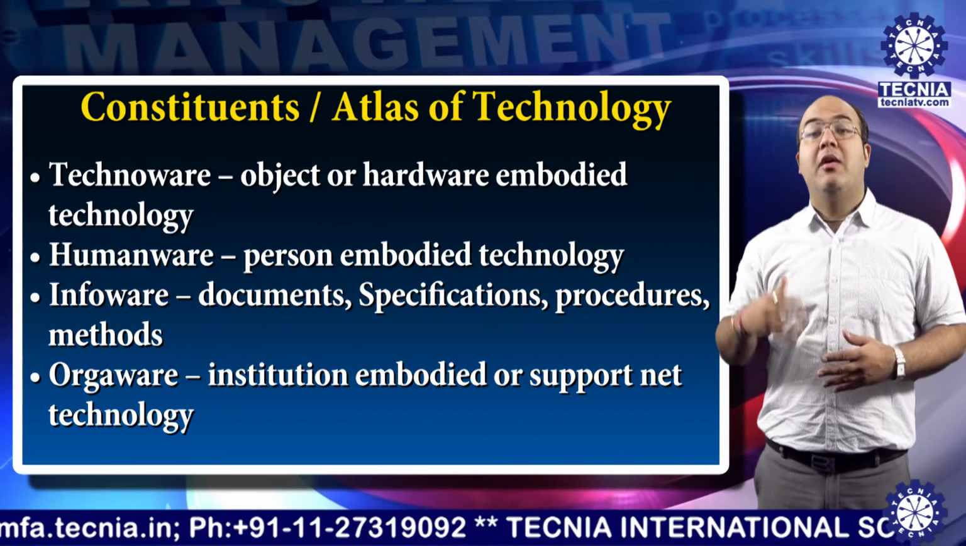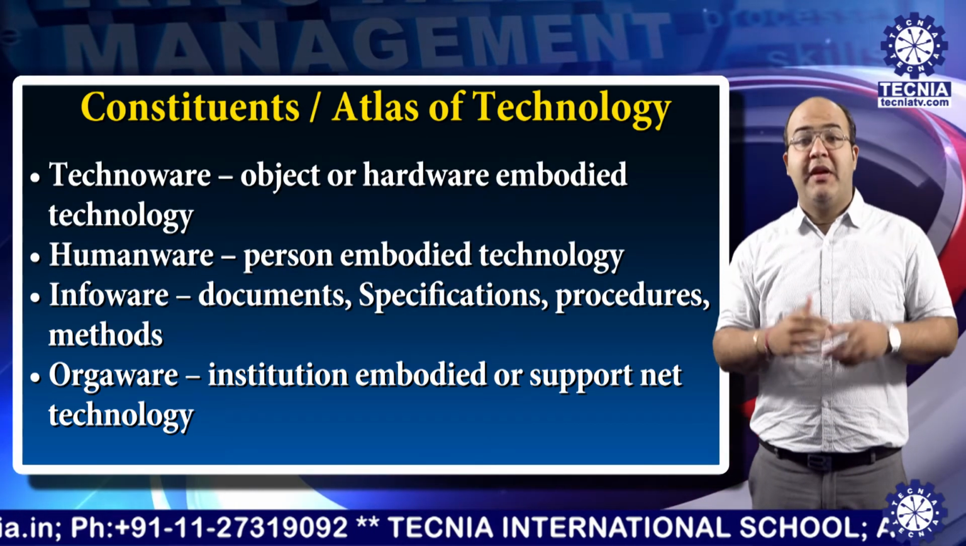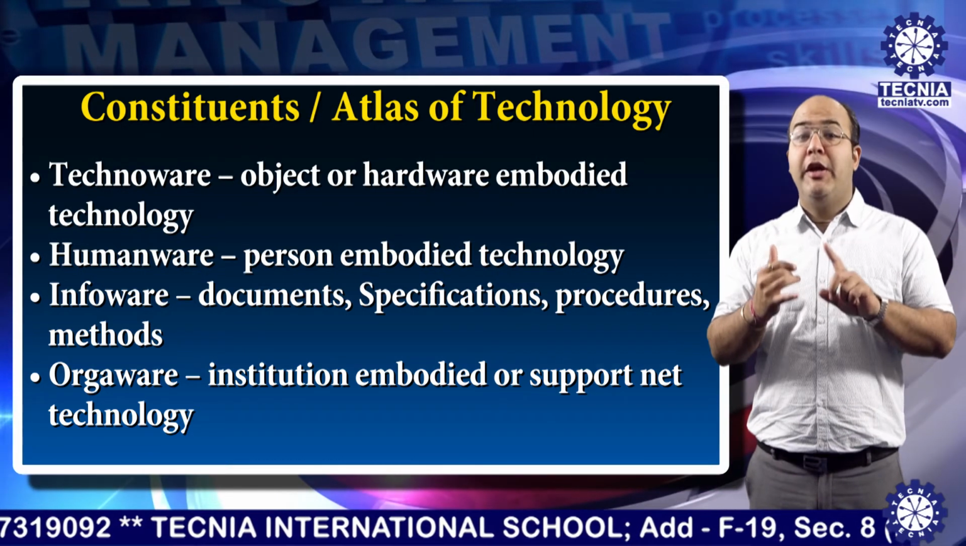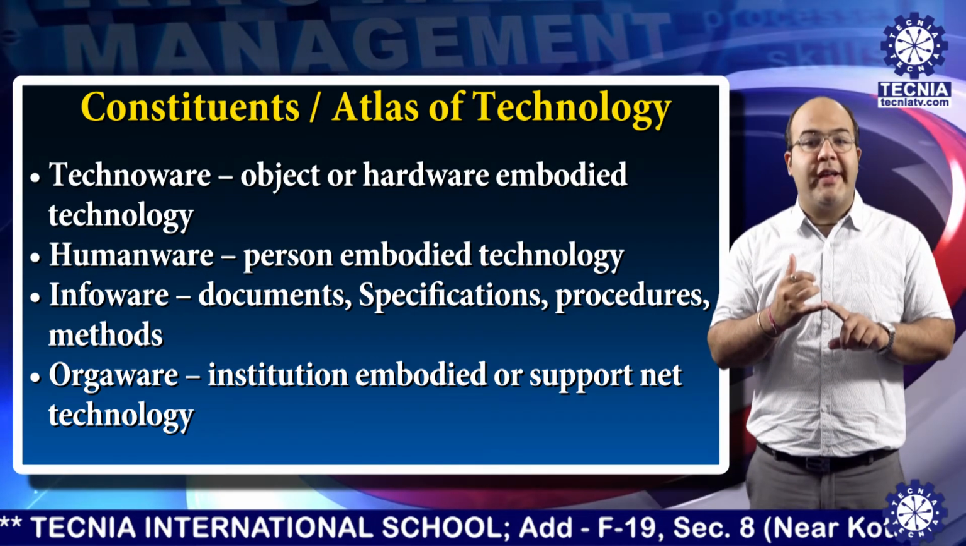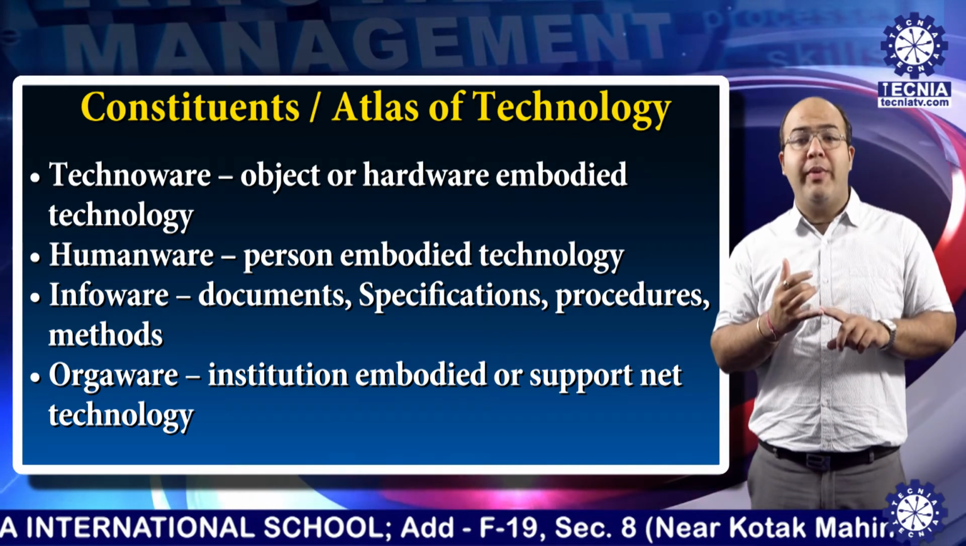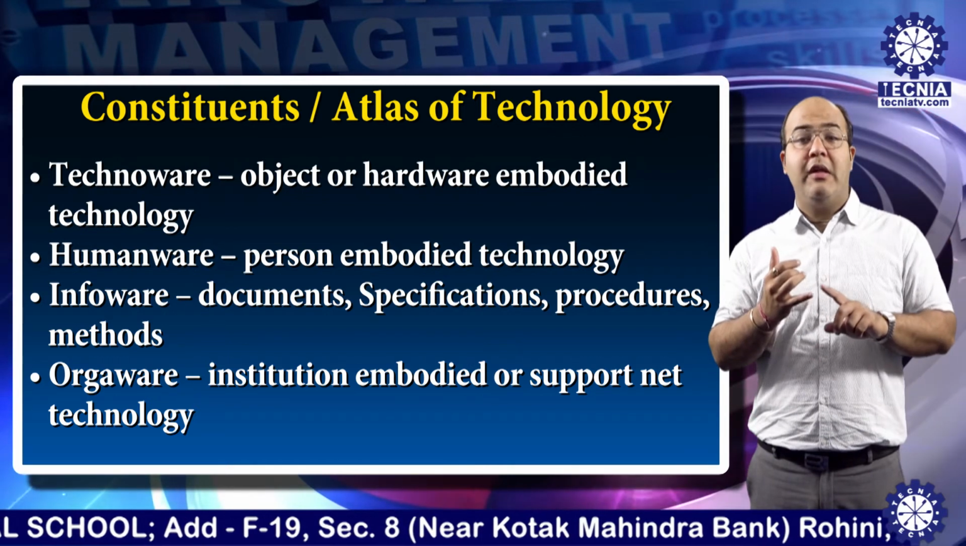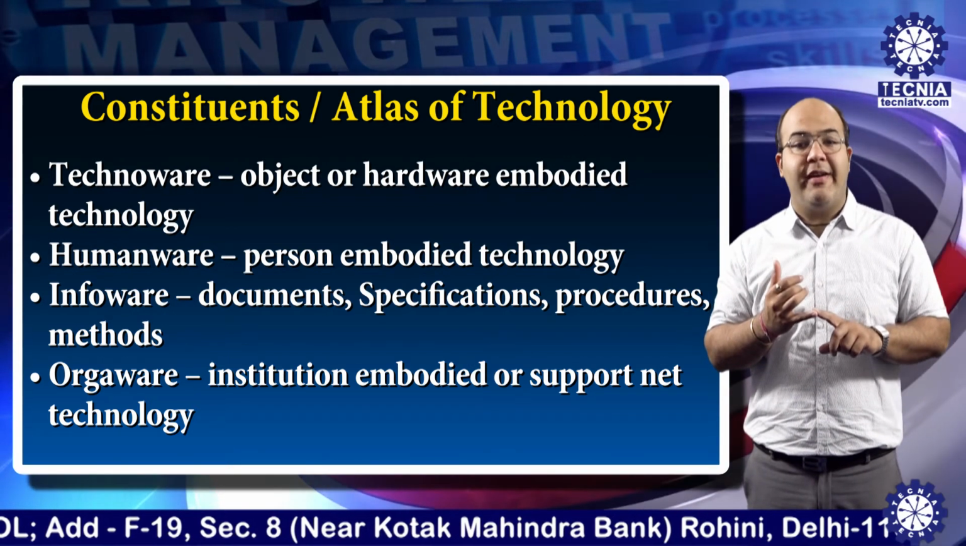Now we will discuss the constituents of technologies. First, technoware: object or hardware embodied technologies. Humanware: person embodied technologies. Infoware: documents, specifications, procedures or methods. Orgaware: institution embodied or support net technology.